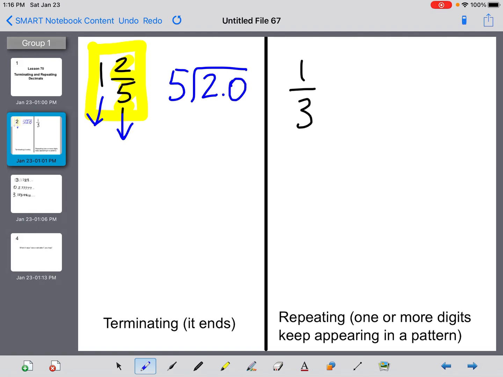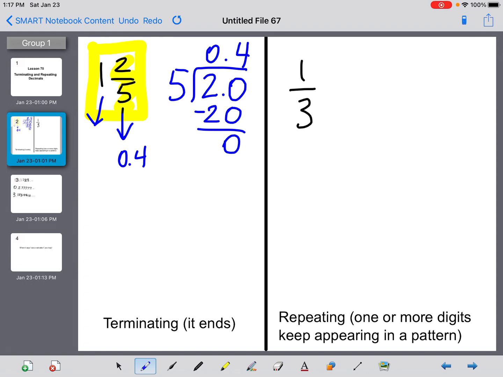5 doesn't go into 2, so we have to add a decimal and a 0. Now we can think to ourselves, how many times does 5 go into 20? It goes 4 times. 4 times 5 is 20, and we end up with a nice remainder of 0. So 2/5 is the same thing as 0.4. All right, and we have done that. That is review.